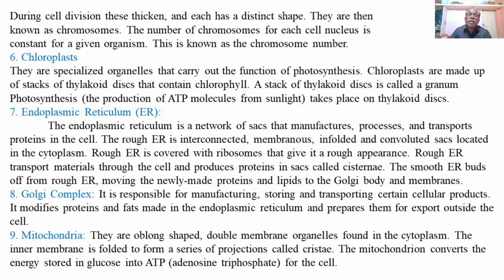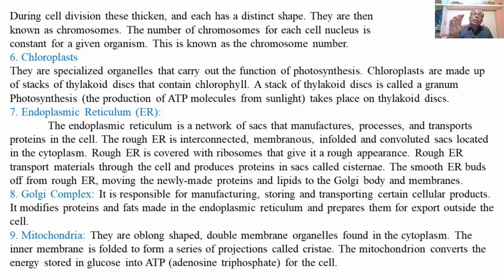Then mitochondria are oblong shaped double membrane organelles found in the cytoplasm. The inner membrane is folded to form a series of projections called cristae, and the mitochondria convert the energy stored in the glucose into ATP, that is adenosine triphosphate, for the cell. So mitochondria are the powerhouse of the cell. These are important organelles present in the cytoplasm of plant cells also.